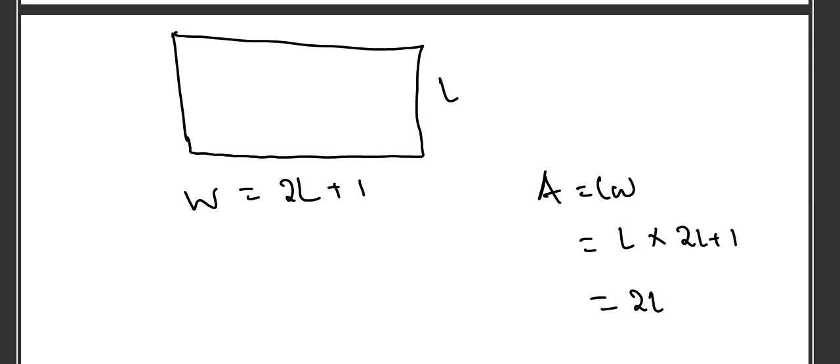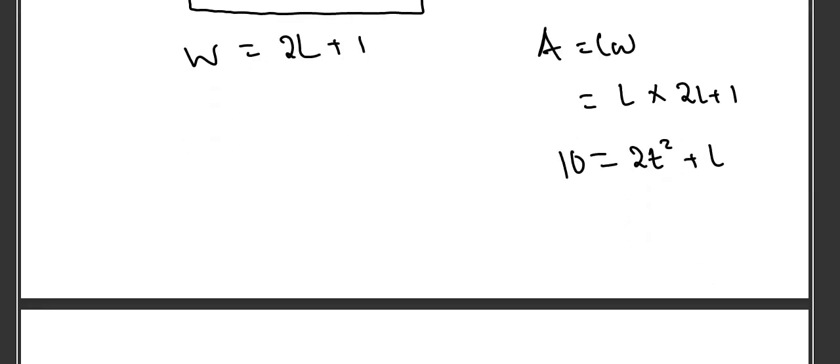This is going to give us 2L squared, then plus L. You know the area has been given to be 10, right? That's what you have. So this is supposed to be L here. That's an L. So we're having 2L squared plus L, then minus 10. So we are going to formulate a quadratic equation, and then we'll complete the square.